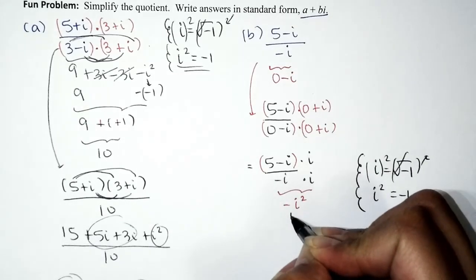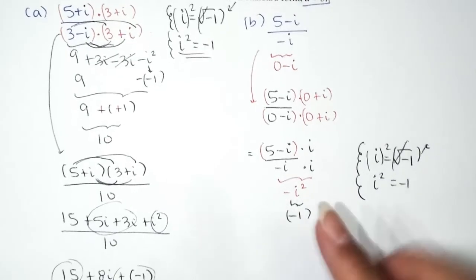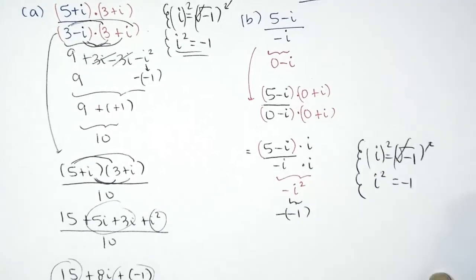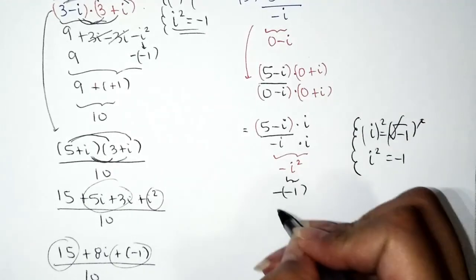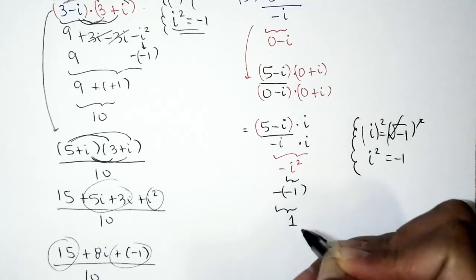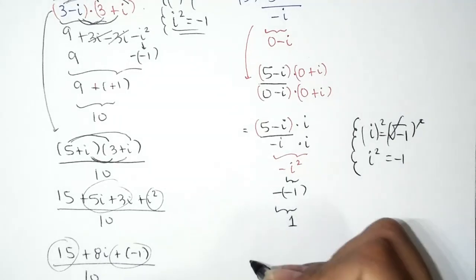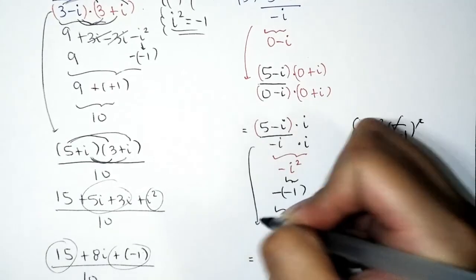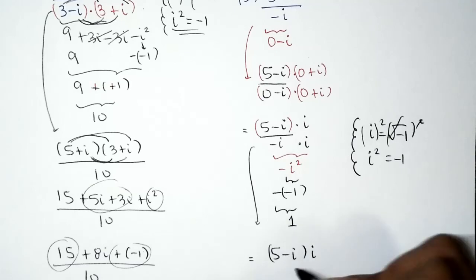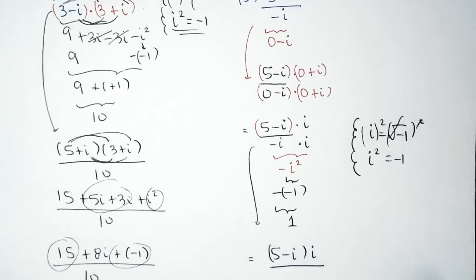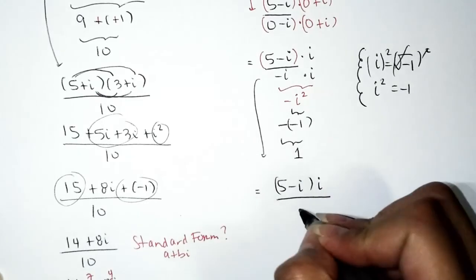So i squared simplifies to negative 1, but what do we have right before it? We have a negative sign. So I want to know the opposite of negative 1. The opposite of negative 1 is positive 1. Or we can just say two negatives make a positive. No one will ever know. After all that hard work, in the numerator we have 5 minus i, which we multiply by i, and that's all over our simplified denominator of 1.